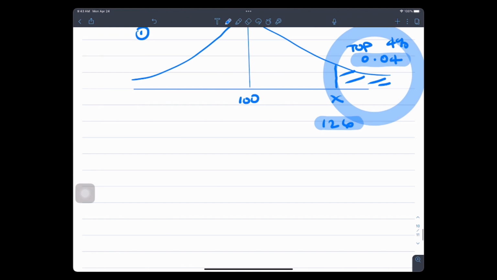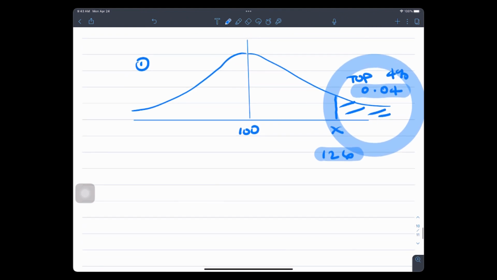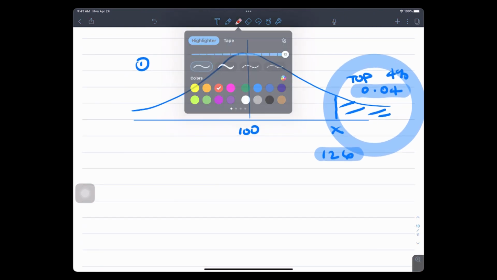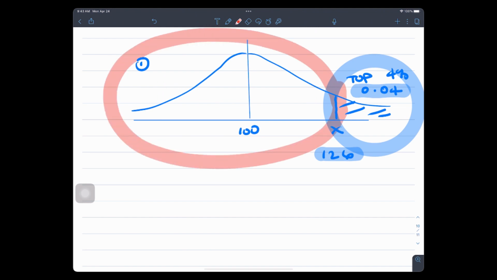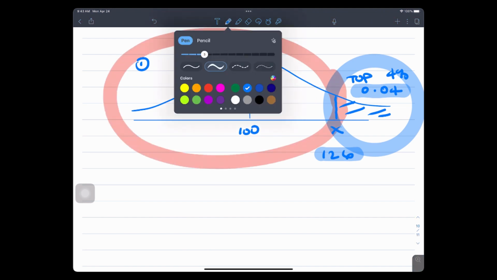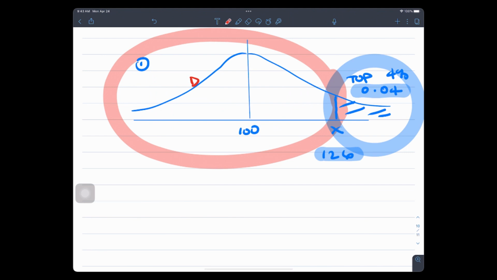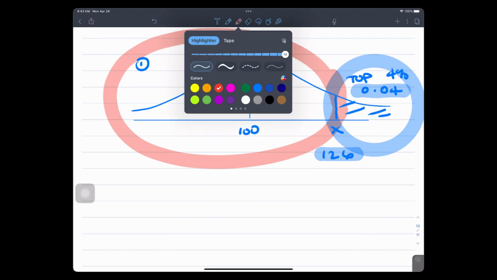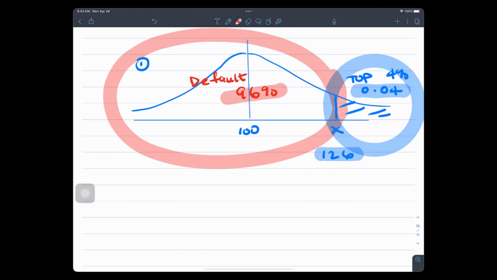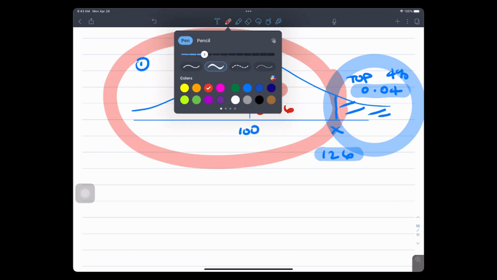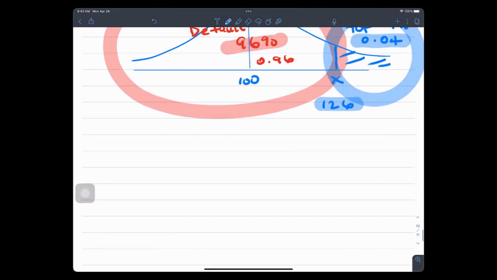Now, I'm not going to do it, but those of you who have the default, what would you have to do? What's the complement of 4%? Isn't that 96%? That's 0.96. Just throwing that out there. You can use the default in your calculator.